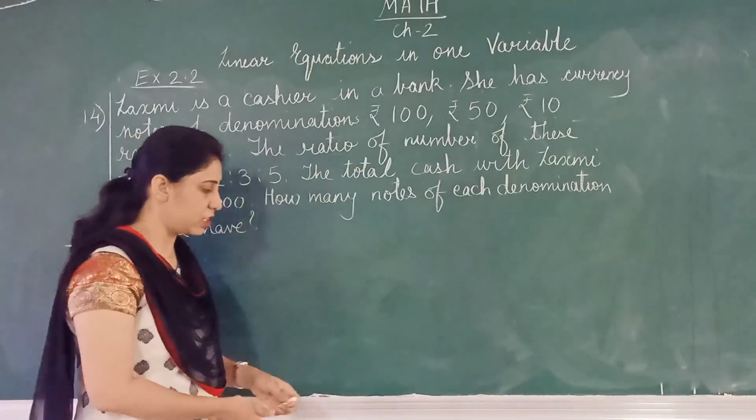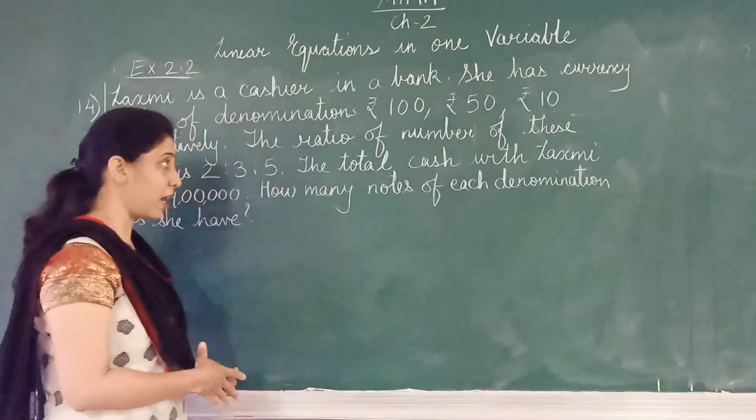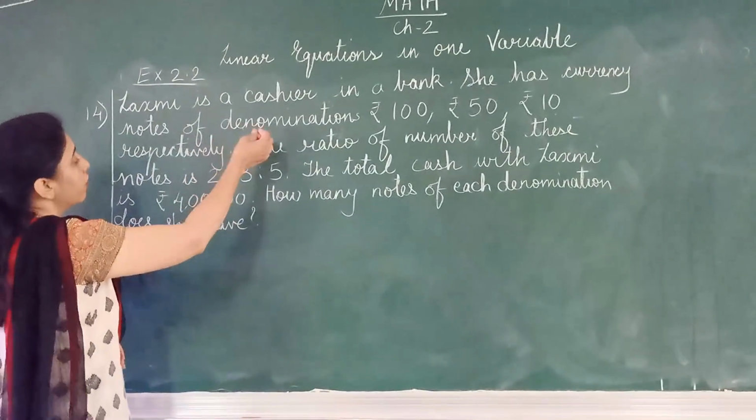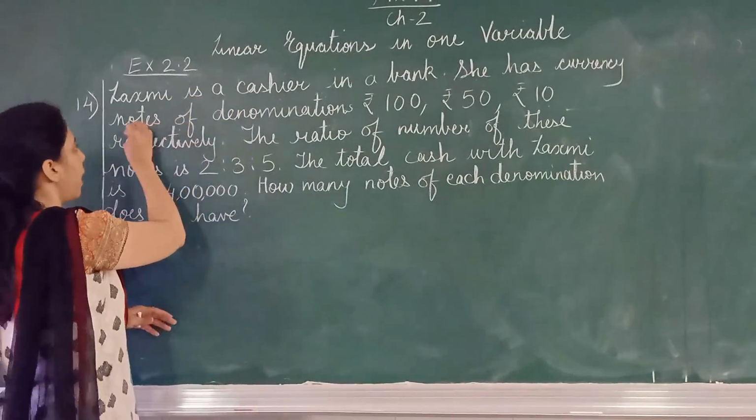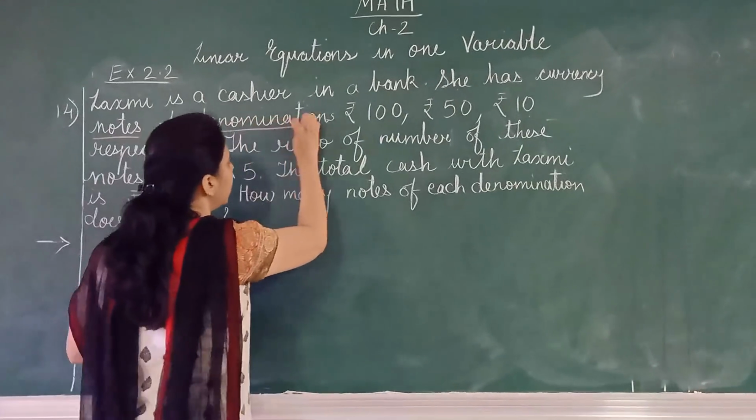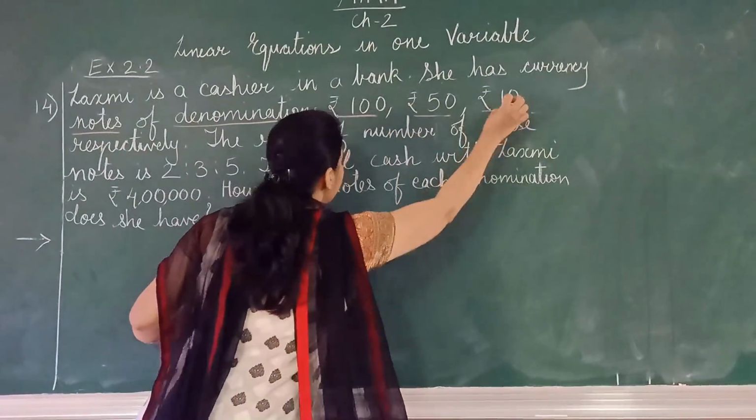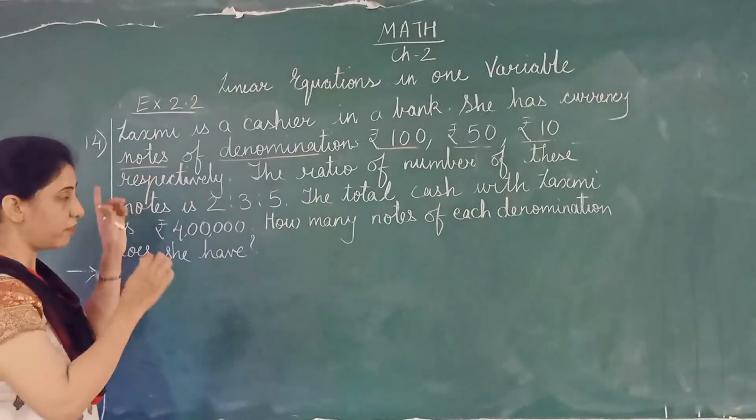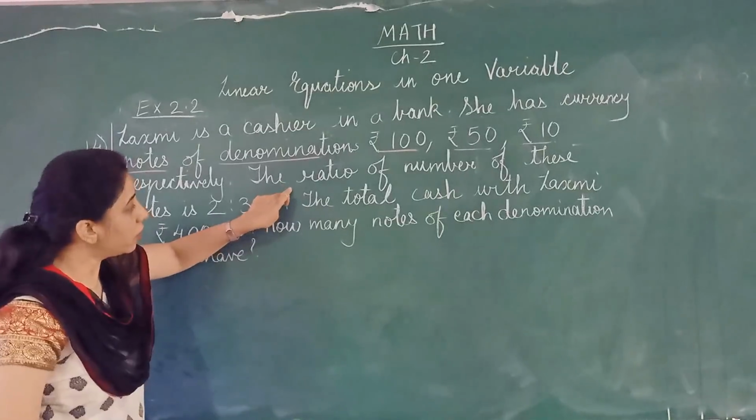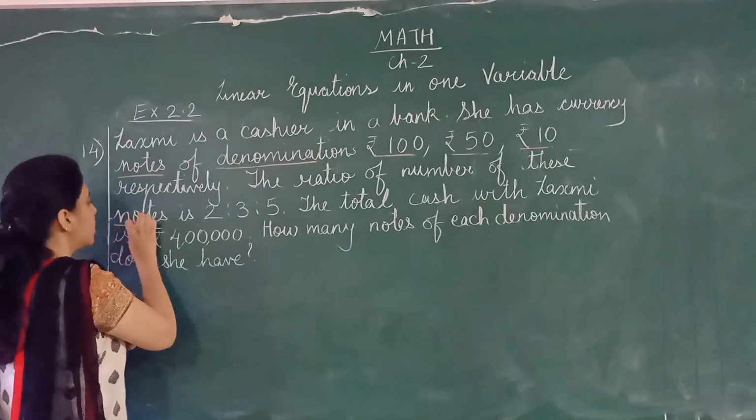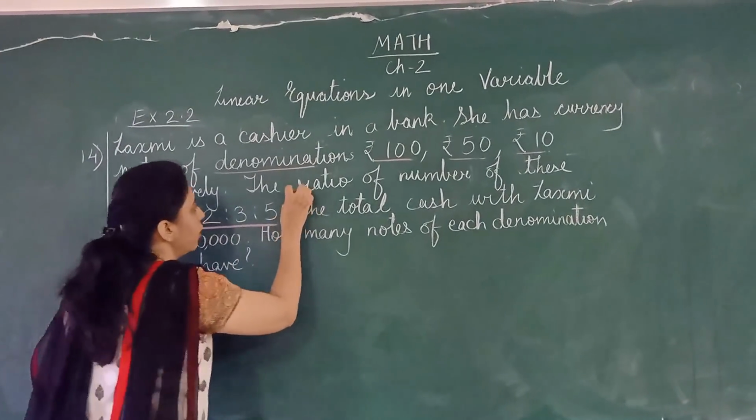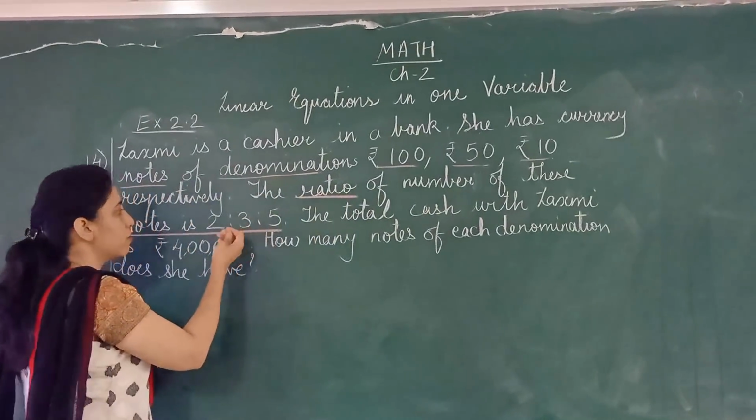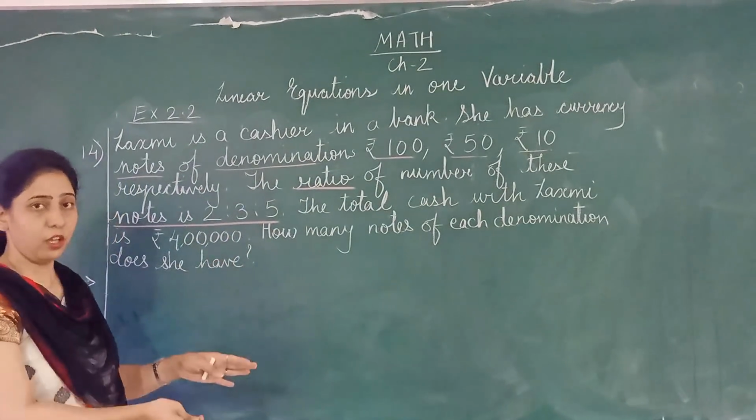Same like the previous sum. You have to make it in parts. Again 3 parts over here. First, she is a cashier in a bank. She has the notes of denomination. So what are the notes of the denomination? Rupees 100, rupees 50 and rupees 10. This is the first part. Now the ratio of the number of these notes is 2:3:5. Whenever the ratio comes, it means it will be 2x, 3x and 5x.